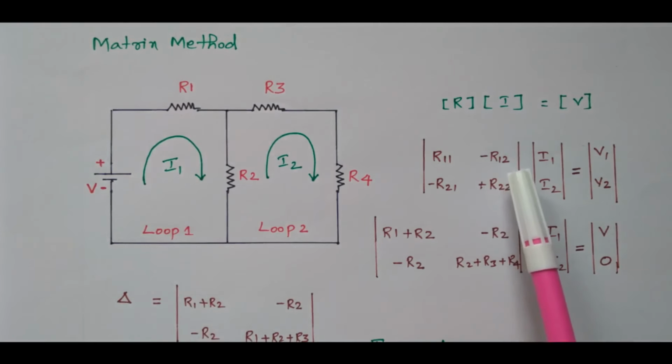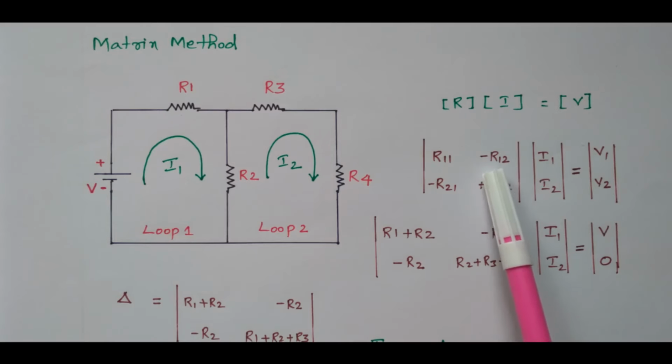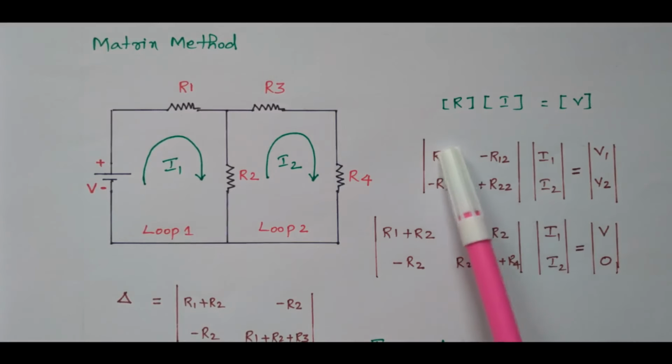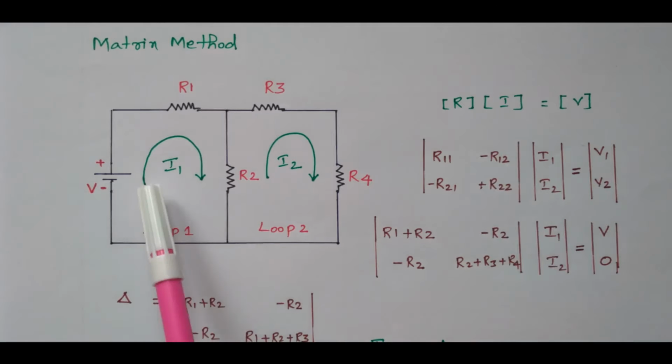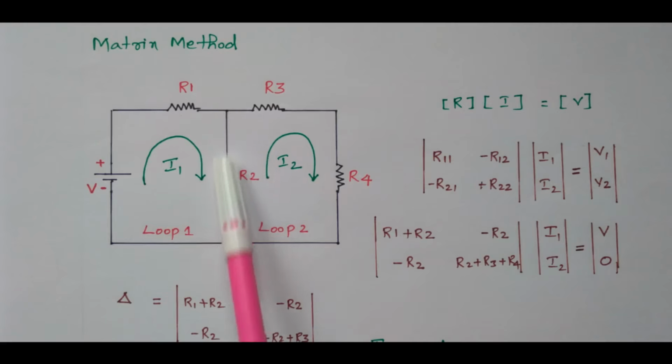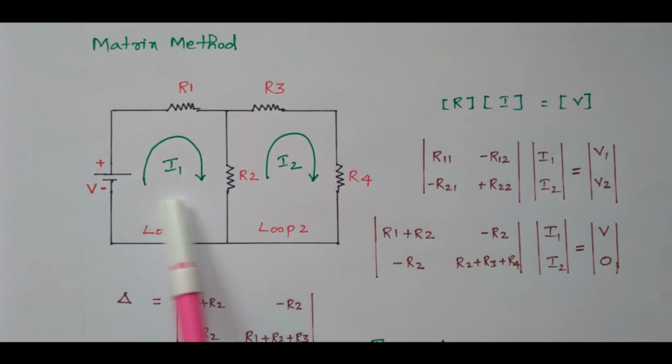What is R12? R12 means the resistor commonly available between loop 1 and loop 2. That's why it is 12; 11 means only the first loop. What is the common resistor between loop 1 and loop 2? This R2 is connected between loop 1 and loop 2. R2 is available in loop 1 as well as loop 2. So this R2 is the common resistor, and it is minus R2. Other than diagonal, we need to put negative. So minus R2.